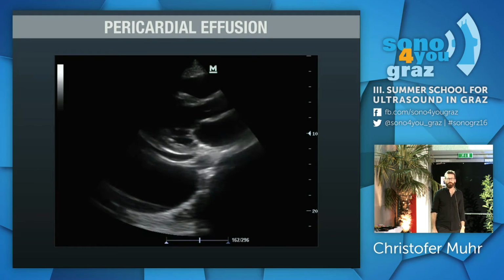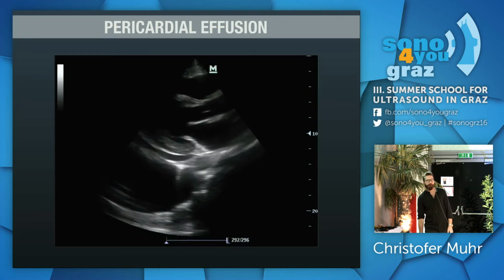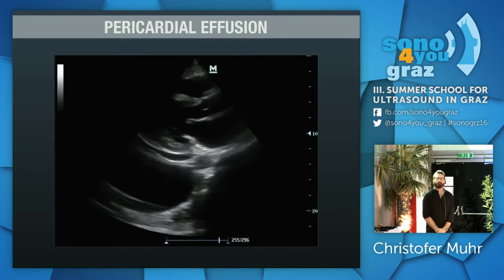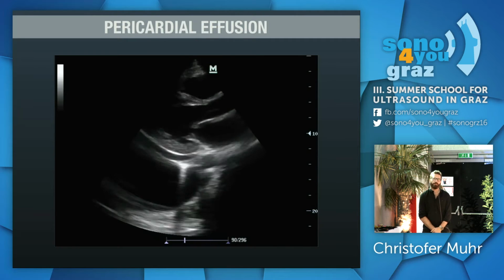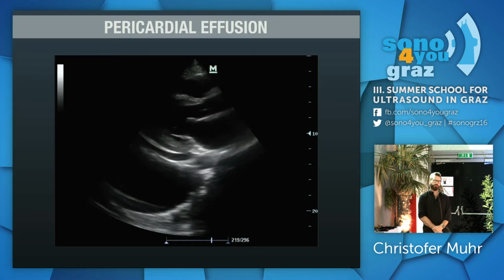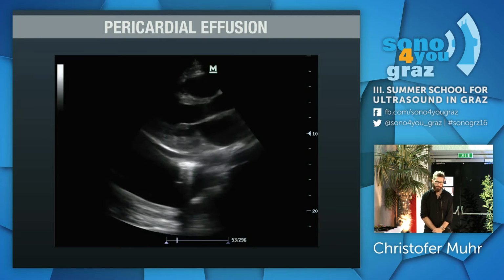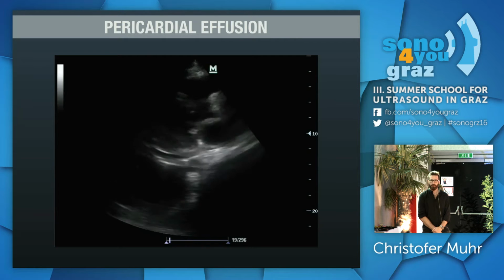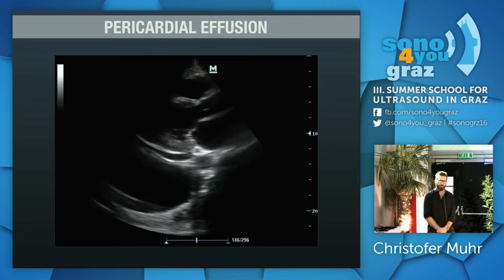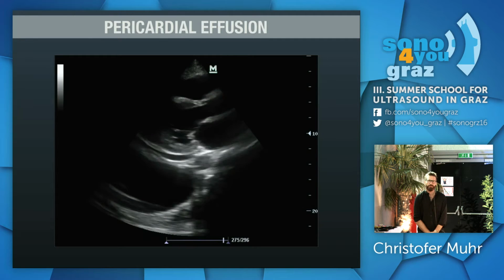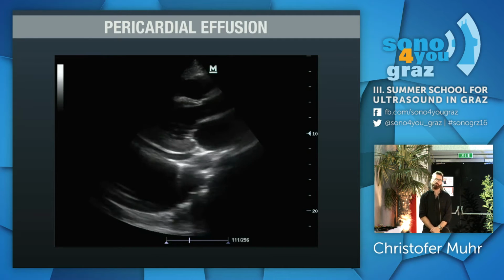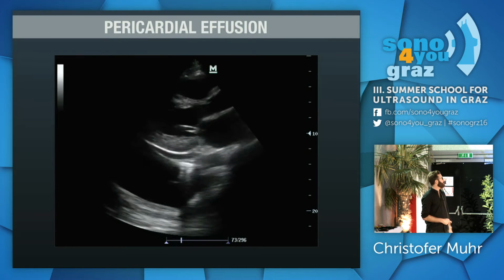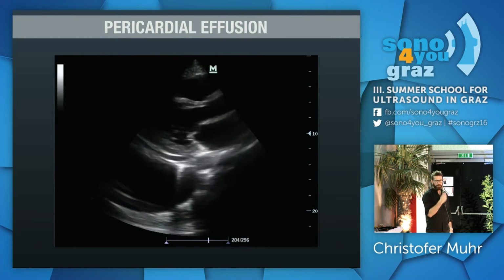So what's going on here? What kind of view is it? What's the window's name? Sorry? Yes, peristernal long axis. We see the mitral valve, we see the aortic valve up there. But there's a couple of black things here, right?